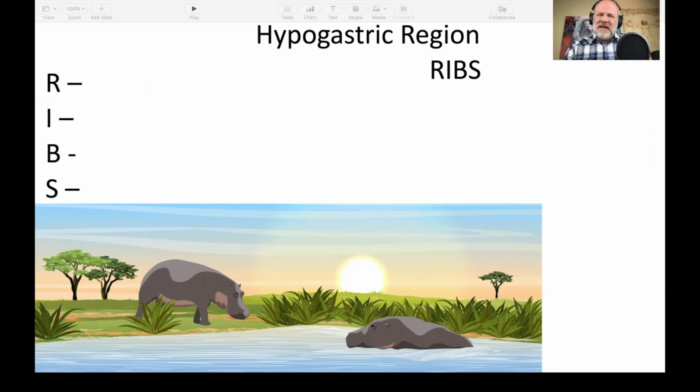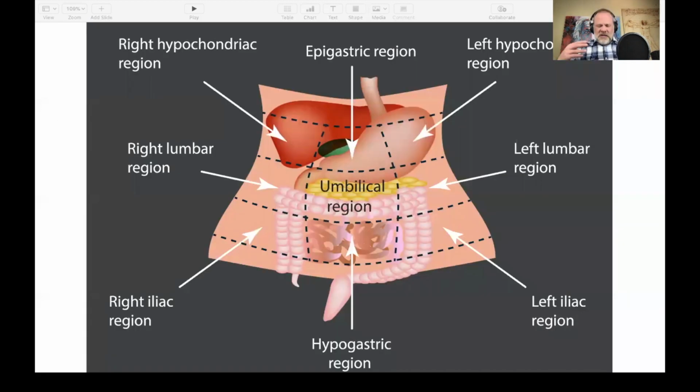Reproductive organs, intestines, bladder, and sigmoid colon. Guys, look, if this video is overwhelming to you, I think if you watch it one or two more times, plus look at the words in the description, it's going to make perfect sense. Here are the nine regions.